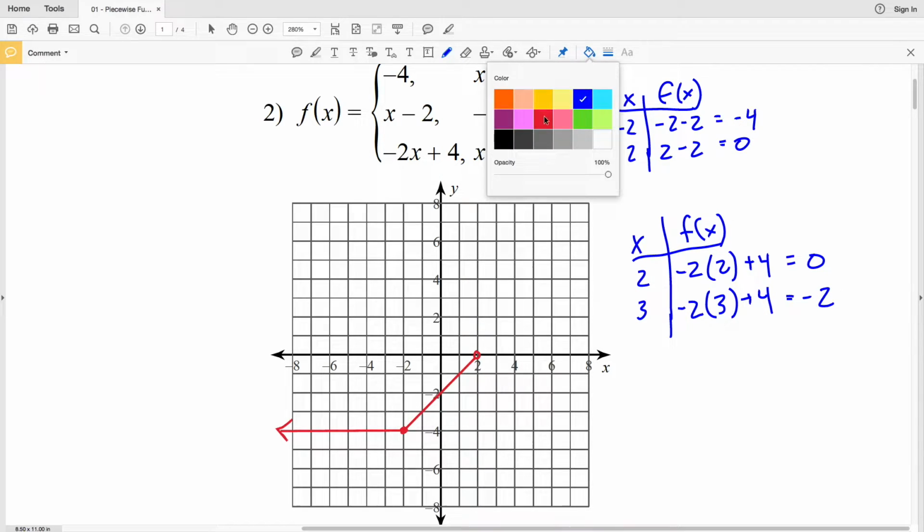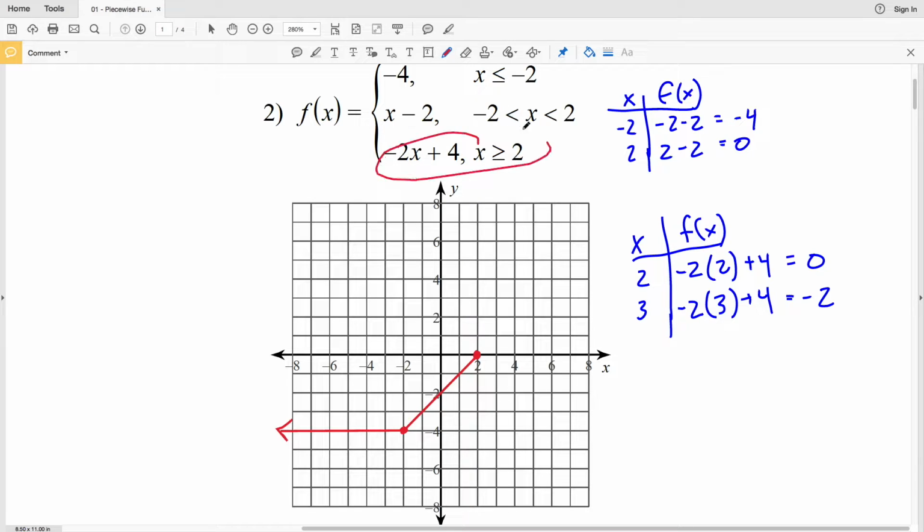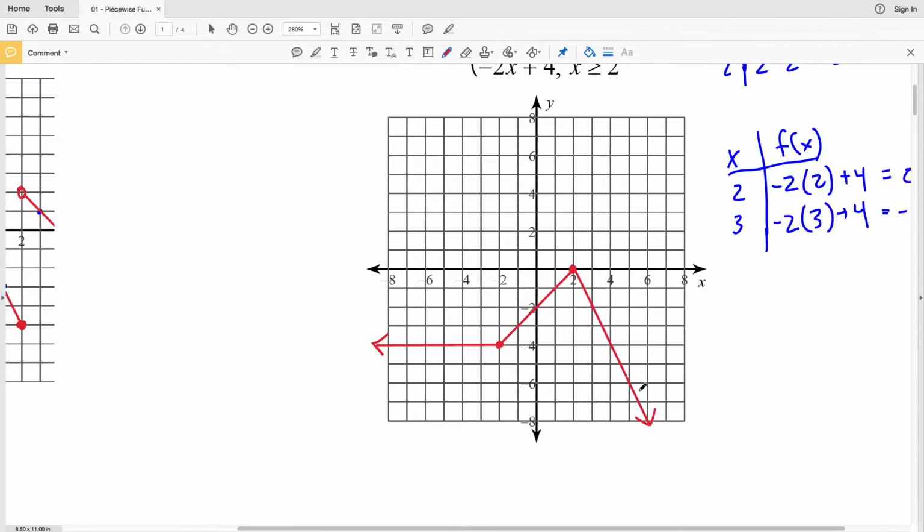So I'll plot those 2 points, one being 2, 0, and look, if you notice, 2, 0 was an open circle because that's where our line x minus 2 ended. However, now we're going to be filling that in because it is indeed included in the function because our third equation, or our third piece of our function, has that value. Then I'll graph 3, negative 2, and connect those points to form a line, and that line will continue on as x approaches infinity. And that's our piecewise function in number 2.